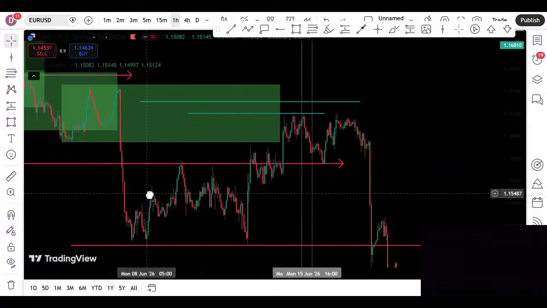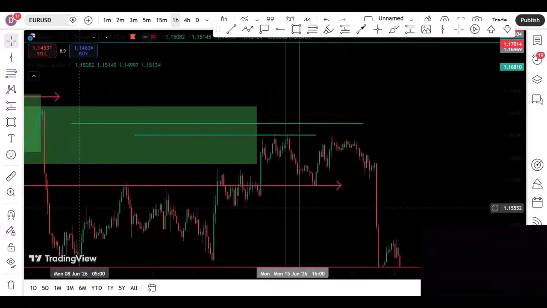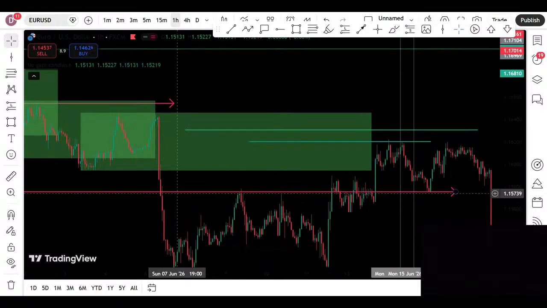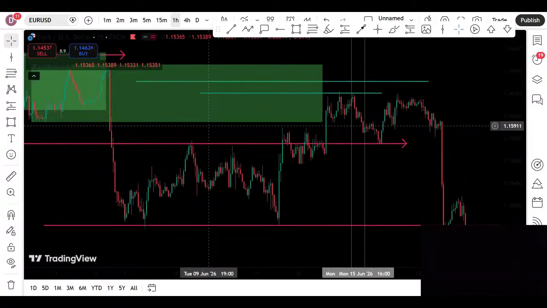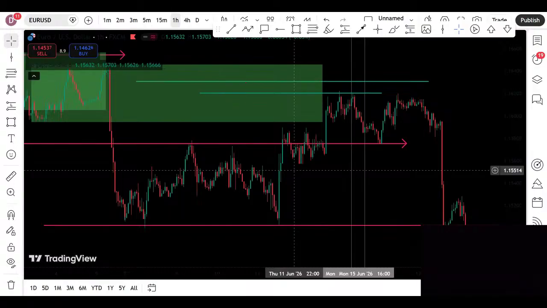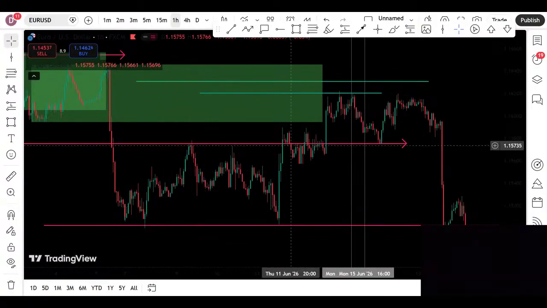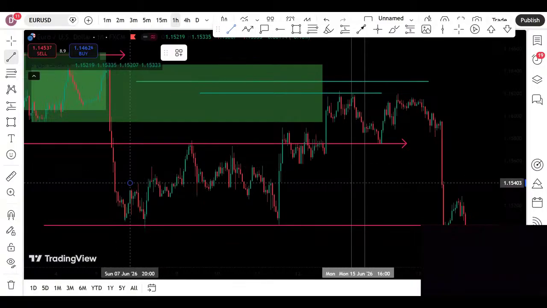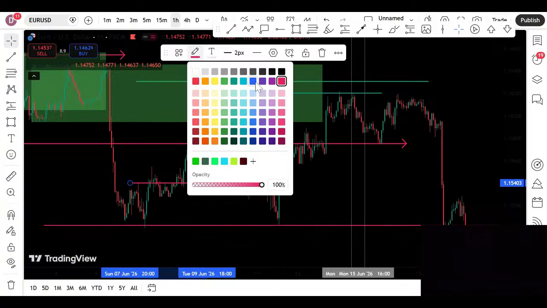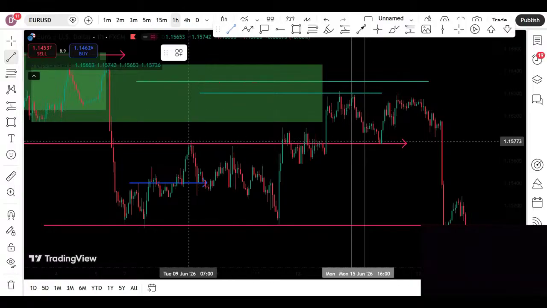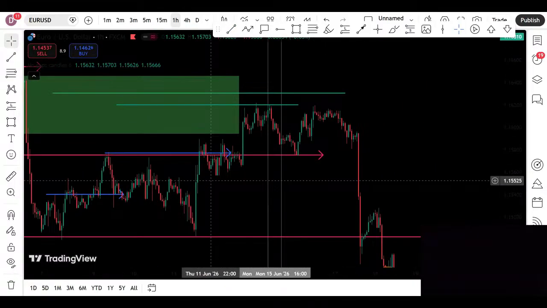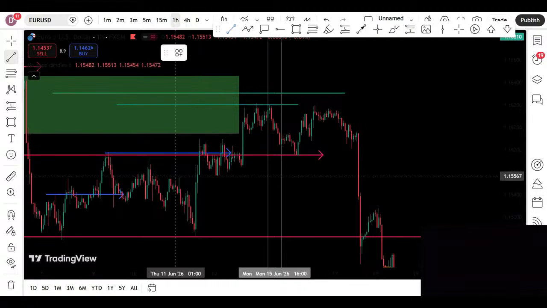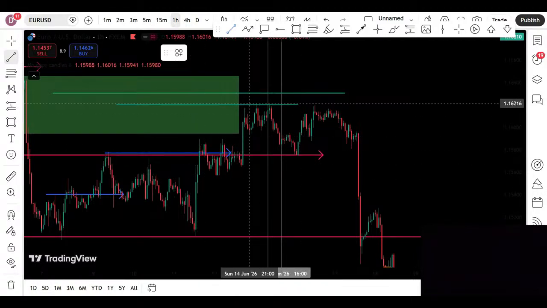So most probably we go take FVGs around here. That price could have been a possible rejection point. So what we had is price going high. This was not a valid swing. So we are here.